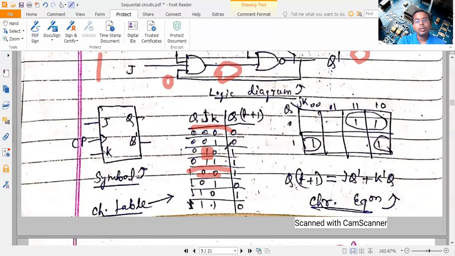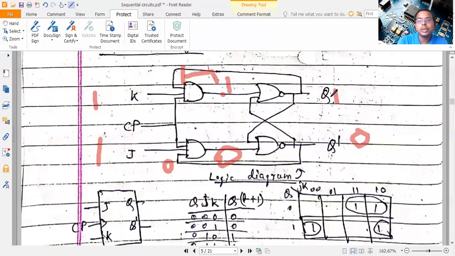Now, the only case we have to check is both 1, 1. So the both 1, 1 case is what? This one and this one. So when both are 1, 1 and previous Q is 1, both inputs of the AND gate are 1. So this is 1. And since this is 0, this 0 is reaching here. So this is becoming 0. So 1, 0. When 1, 0, it's not going to change. This 1 will set this into 1.